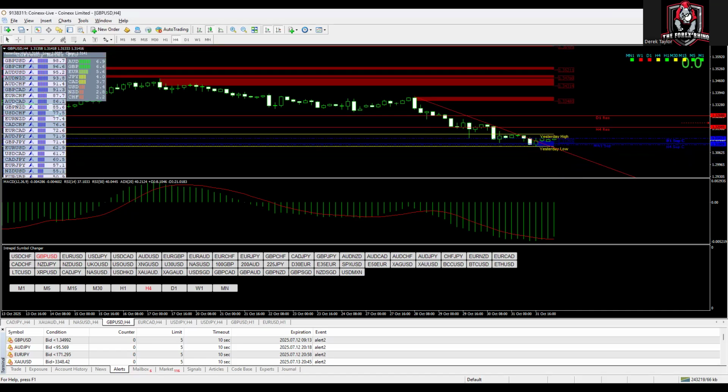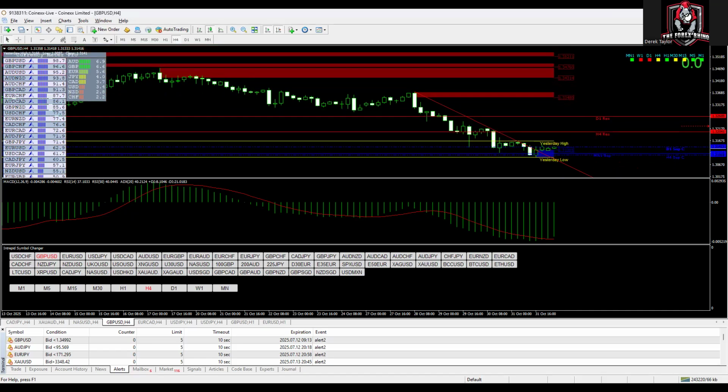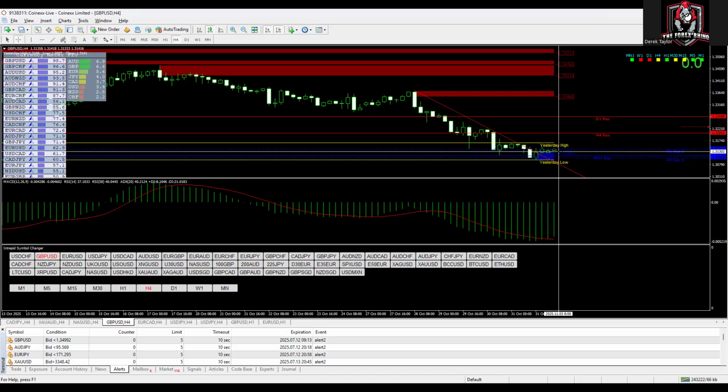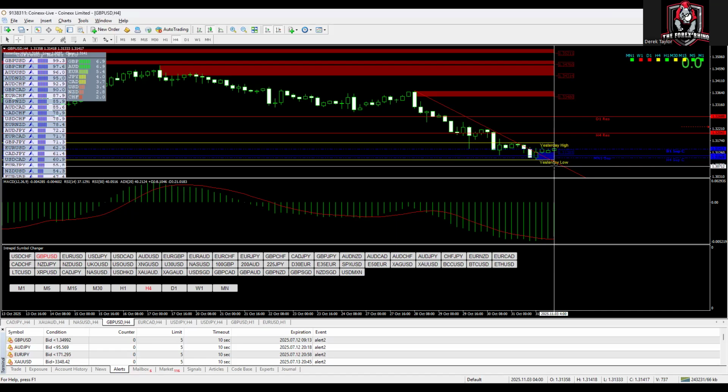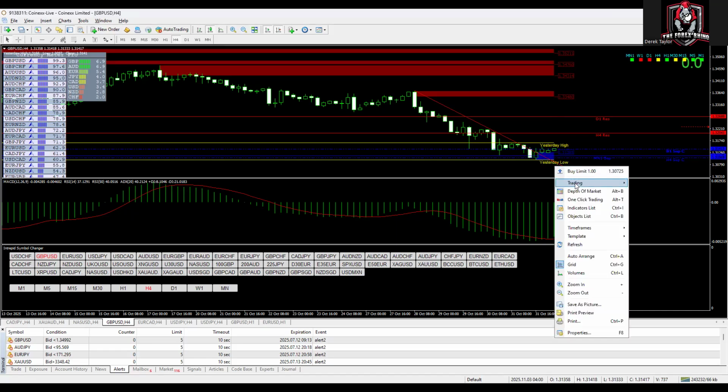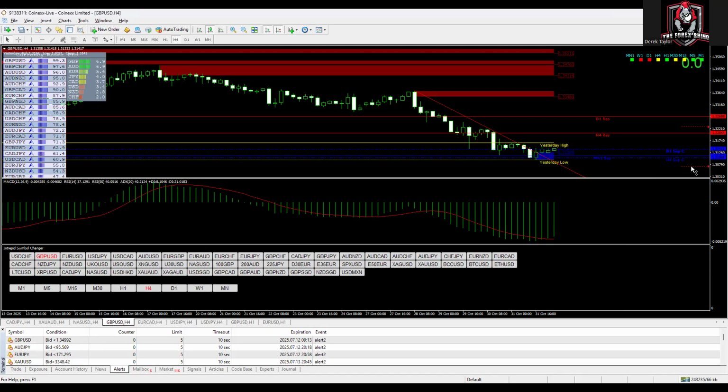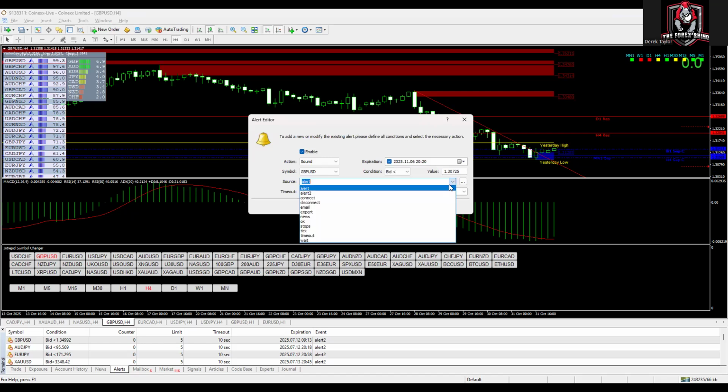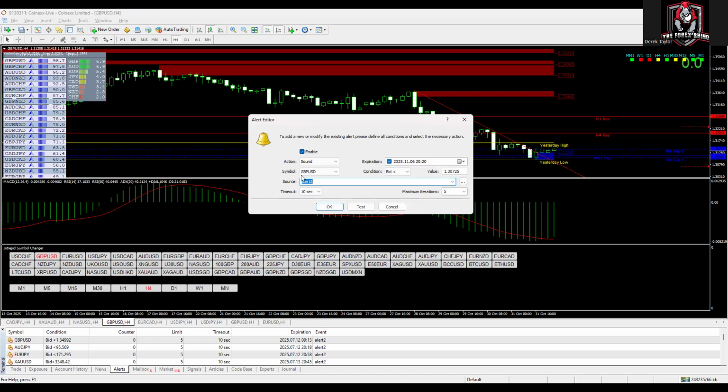Well, let's look at this in the downward movement. If price comes back here, I want price to cross this trend line on the downward movement. And that's why we're going to put a sell peak here. GBP USD EP for a sell peak is 1.30725.